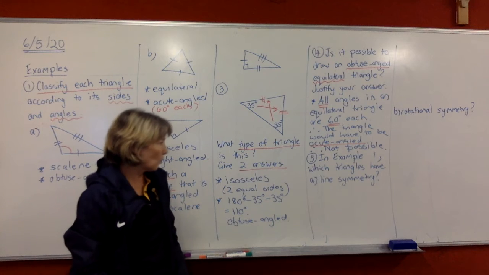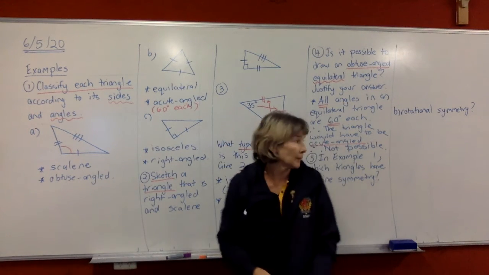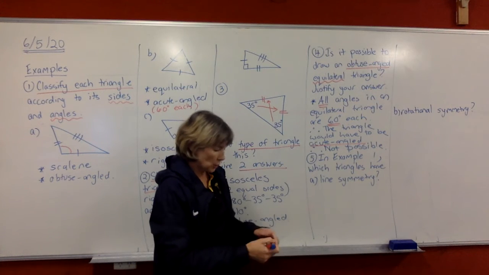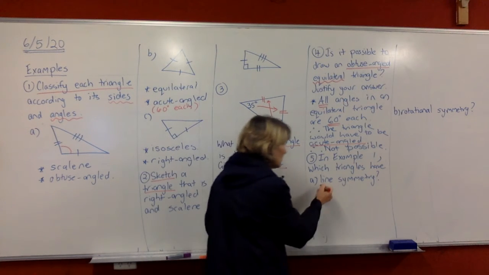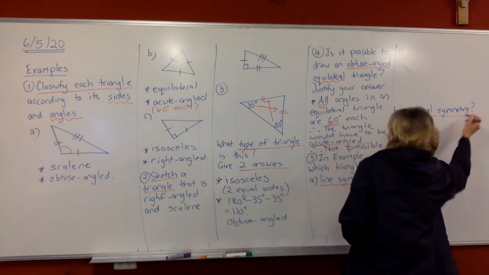Okay, in example 1. So we're going back to the triangles over here in example 1, these three. And we want to know which triangles have, firstly, line symmetry, and then secondly, rotational symmetry.